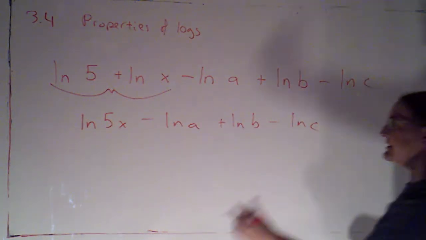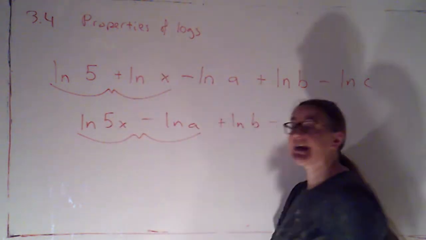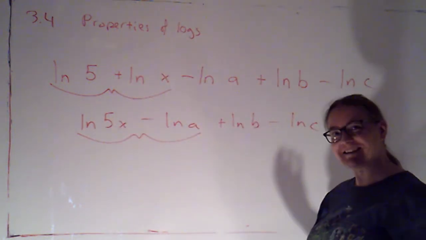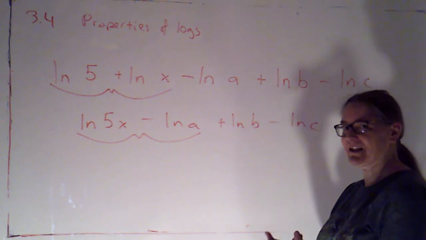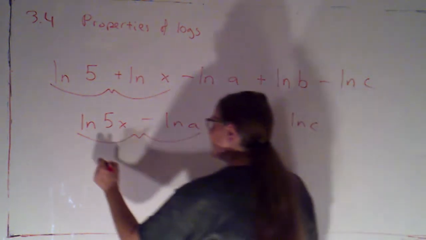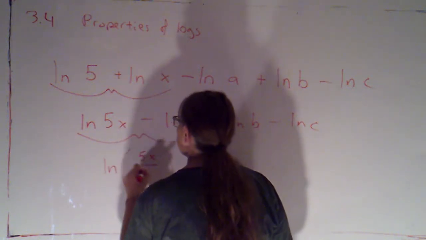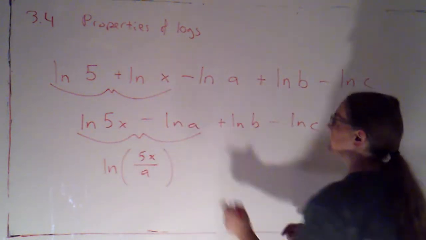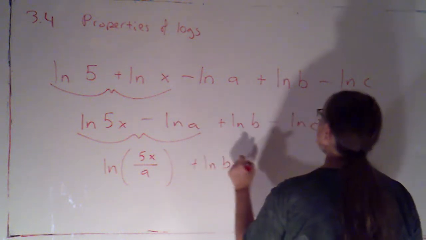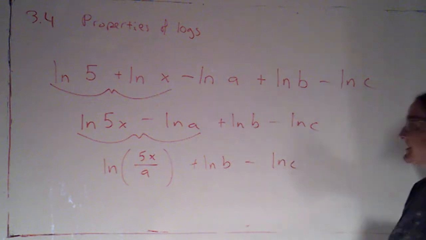Okay. Now, looking at the next pair. Now I'm subtracting logs. Subtracting logs means subtracting exponents. I subtract exponents when I'm dividing, so this becomes the natural log of 5x over a plus the natural log of b minus the natural log of c. So now I can do this next pair.